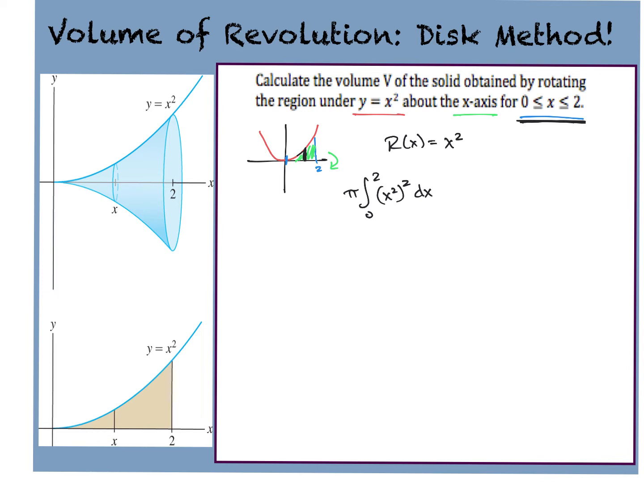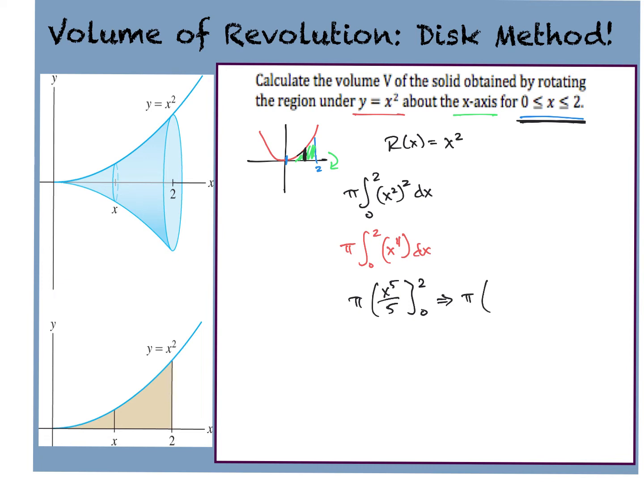So let's do it. We still have a pi out front. What is x squared squared? X to the fourth. We multiply the exponents. So then what's my antiderivative of x to the fourth? X to the fifth over 5. I still have a pi out front. And then I'm going to go from 0 to 2. So now when we substitute in 2, what do we get?